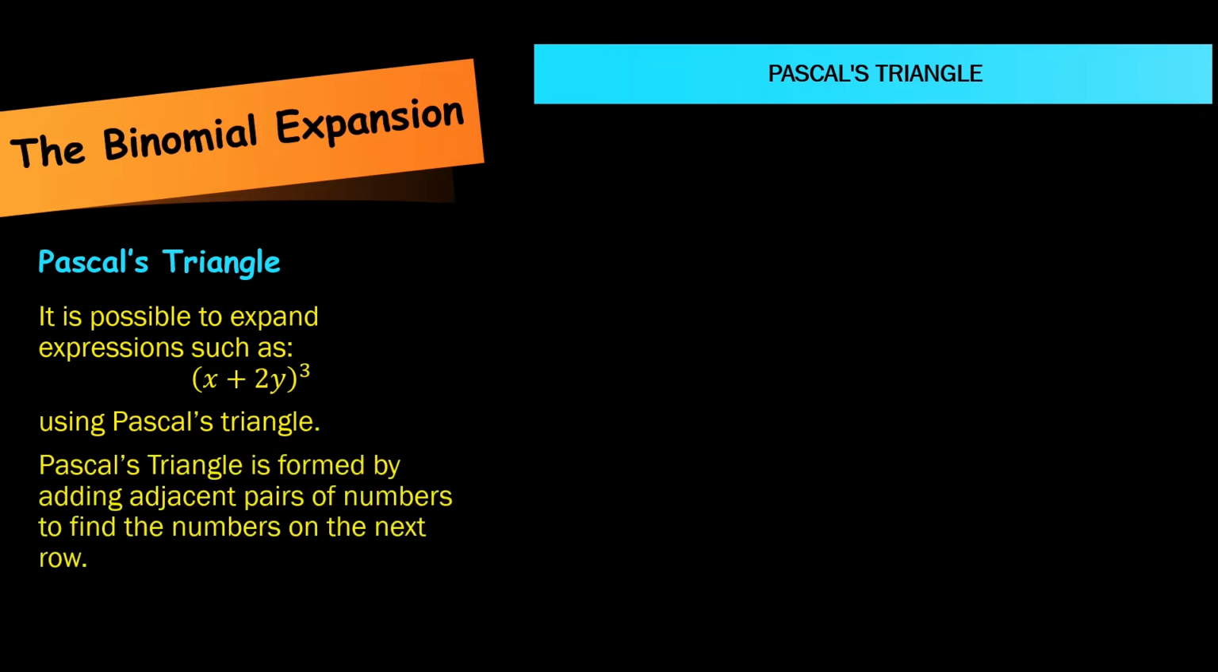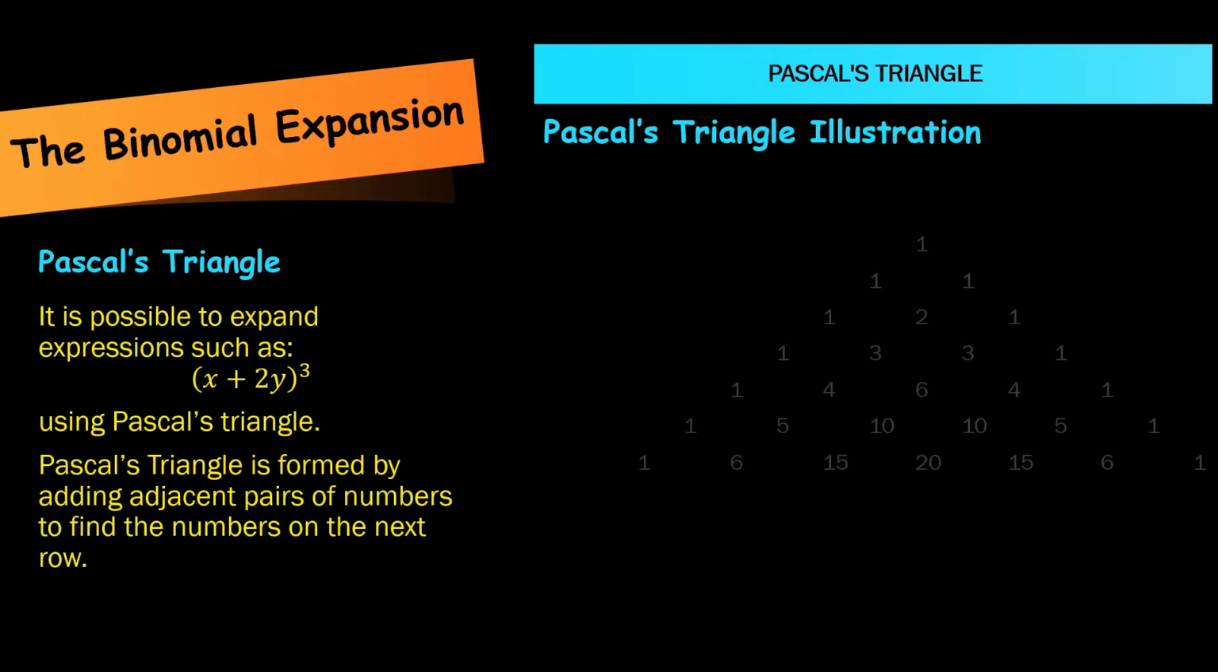Pascal's triangle is formed by adding adjacent pairs of numbers to find the numbers on the next row. So let's illustrate how this is done and see how Pascal's triangle is constructed. It begins with a 1 and a 1 on the next row down, here and here. Next we add the two 1s and place the answer in the row below in between the 1s, which is 2.